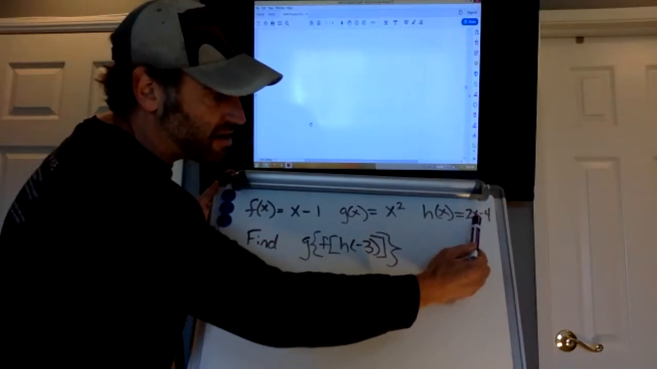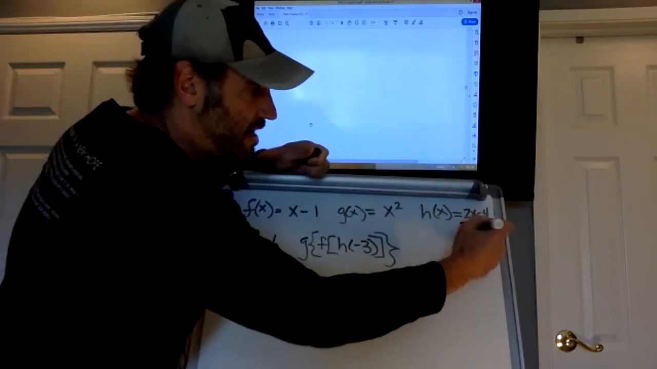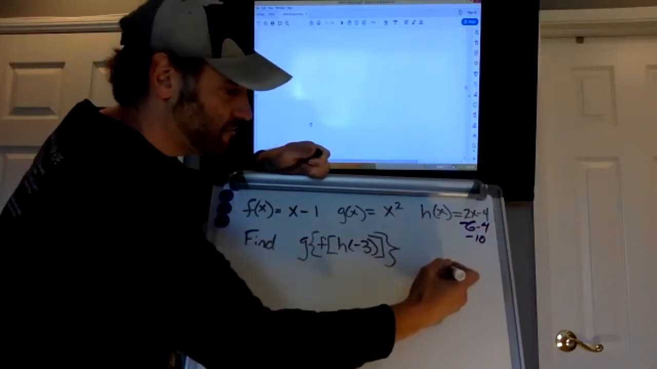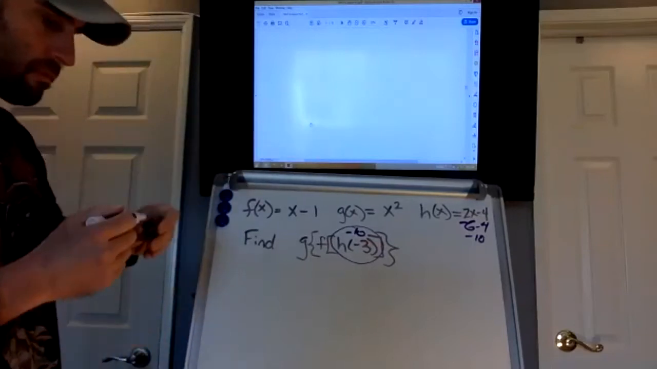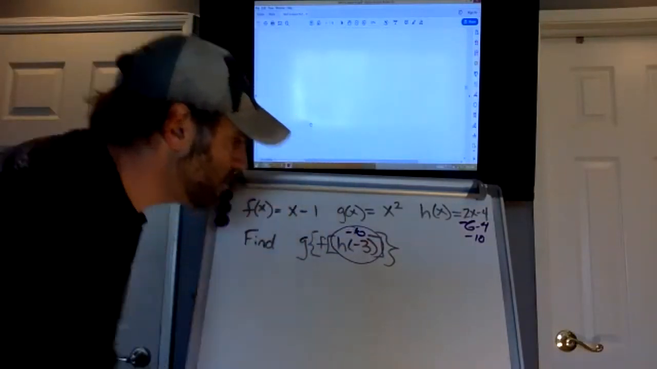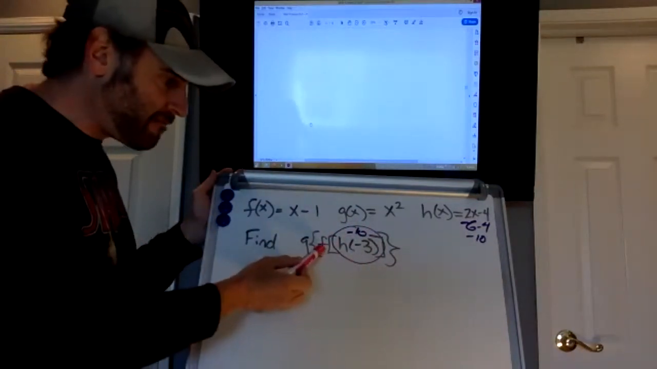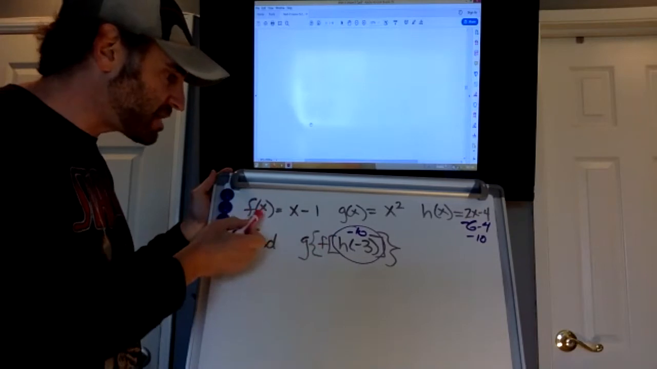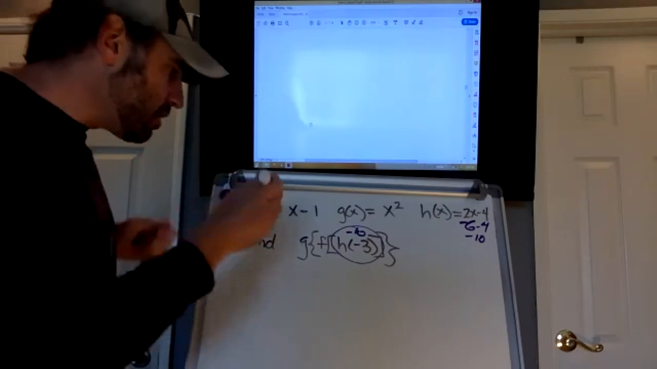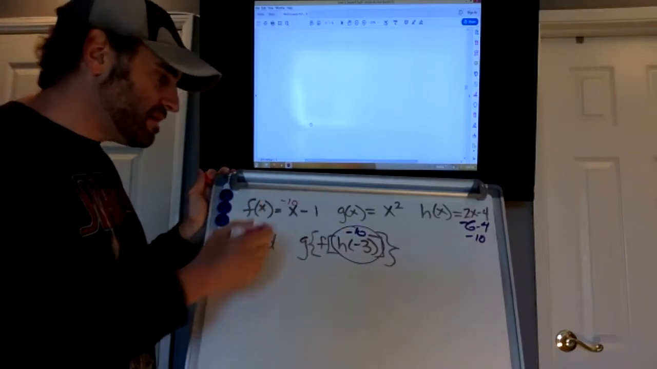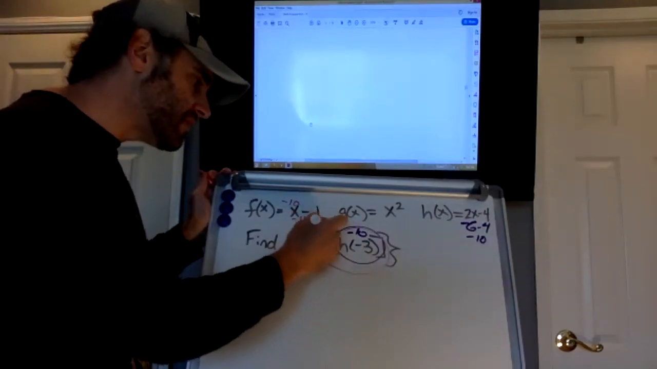2 times -3 is -6. -6 minus 4 is -10. So this part here comes out to -10. Now that we have what we're inputting into the f machine, f of x, we're going to be inputting -10 in there. We can now find out what we get out. So if I put a -10 right here, -10 minus 1 is -11. That means this is -11 right here.